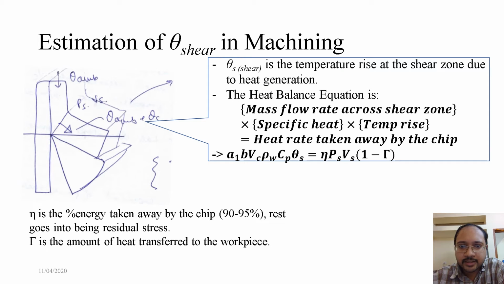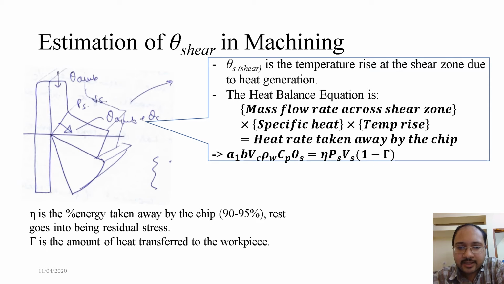We now begin estimation of shear zone temperature in machining. We already mentioned that the rate of heat generation at the shear zone is responsible for the term Ps times Vs. Now let us write down the heat balance equation, that is heat absorbed is equal to heat released. This is the mass flow rate across the shear zone times specific heat times the rise in temperature, which is equal to the rate of heat taken away by the chip.